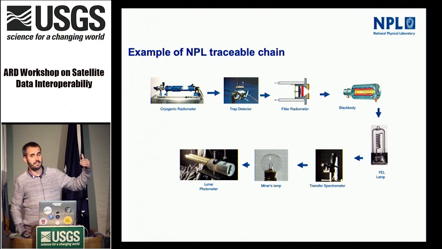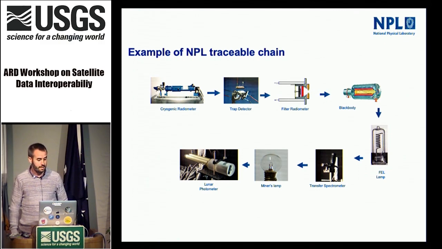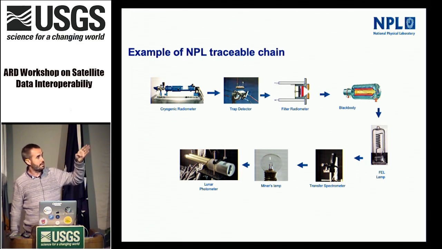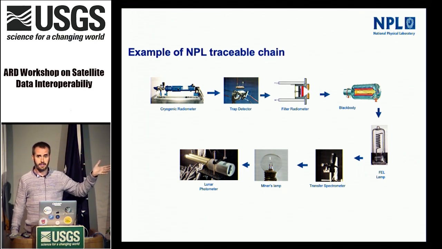So I'm just showing you an example of how we understand the traceability chain very quickly. On the top, you've got the cryogenic radiometer, which is the standard of the optical power, where we can get to the 0.005% of uncertainty. We move into a trap detector, which converts this into an irradiance level, then comes into filter radiometer, black body, where we can actually convert it into a radiance standard, and finally an FEL, which can come into a diffuser, which can be the irradiance or radiance standard for a diffuser, or so on.